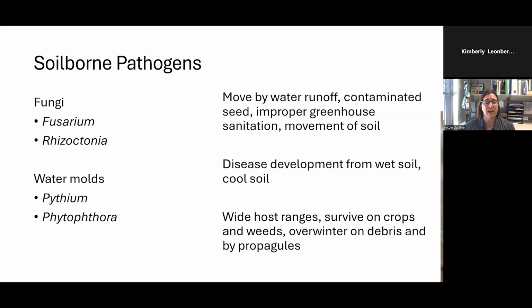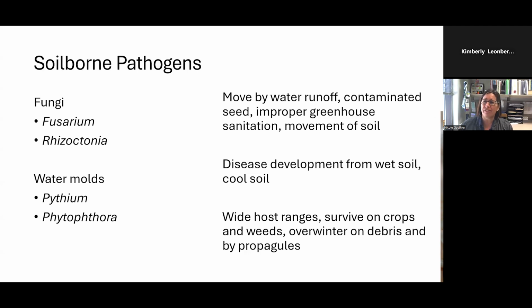Disease will usually develop in wetter soils, especially those water molds. Most of the time when that soil is a little bit cooler, so earlier in the season, with the exception of one of the Pythiums, Pythium phanodermatum, which likes hotter temperatures. But in general, it's cool, wet soil where we're going to see most damping off disease.